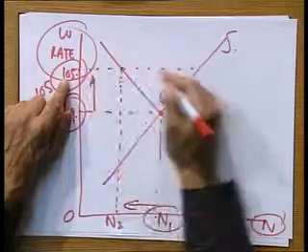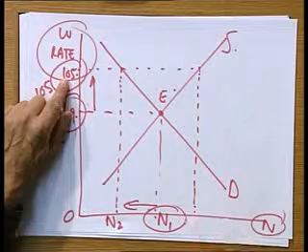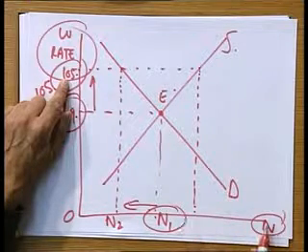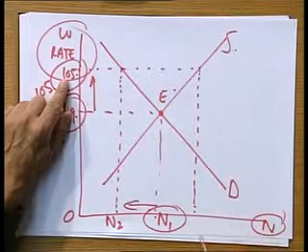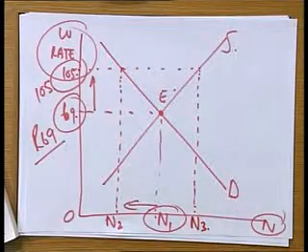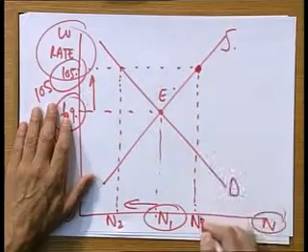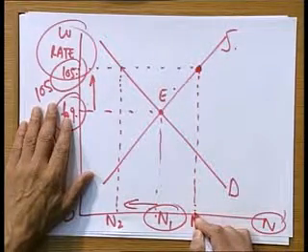So if you look at where it intersects your supply curve, then you come down to your horizontal axis where the number of workers employed is being measured. Then you will see N3. What is N3? That is the number of workers that are willing to work at this higher wage, which is logical. If the wages are higher, more workers are willing to work.